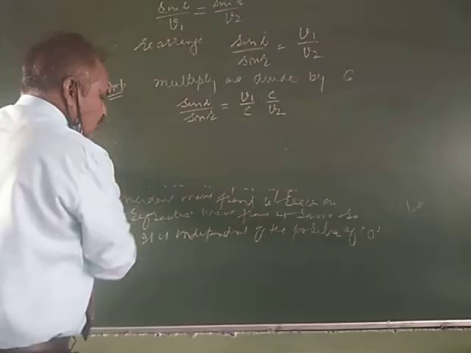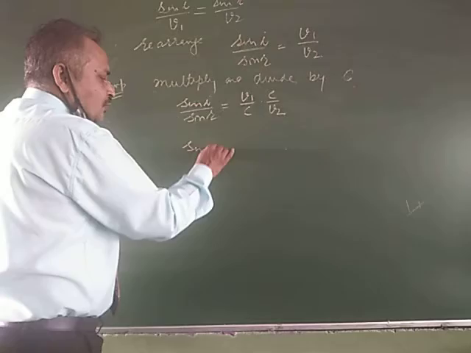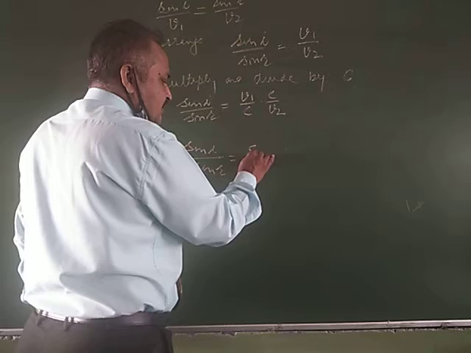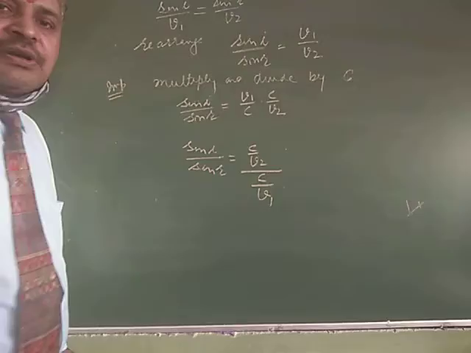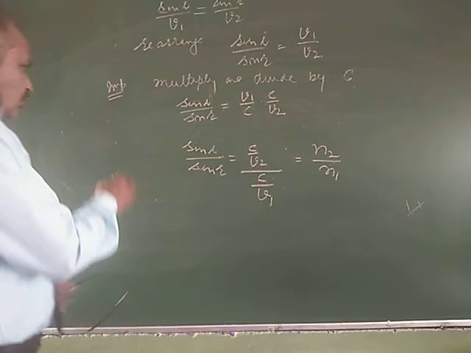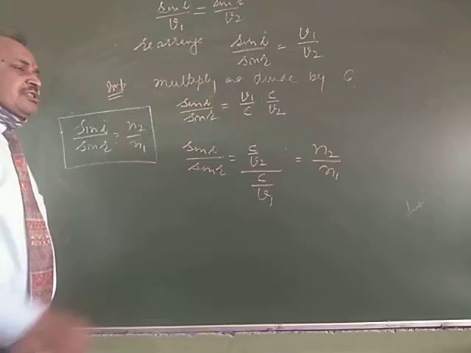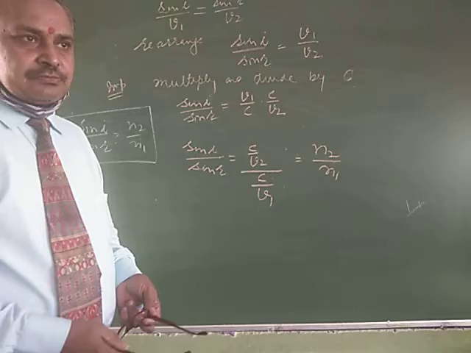Now I will just take it down, and when I take it down, it becomes reciprocal. So sine I over sine R is equal to C over V2 divided by C over V1. And obviously, C over V2 is equal to N2, and C over V1 is equal to N1. So finally, we get sine of I over sine of R is equal to N2 by N1. And this is nothing but your law of refraction, what we were supposed to prove.